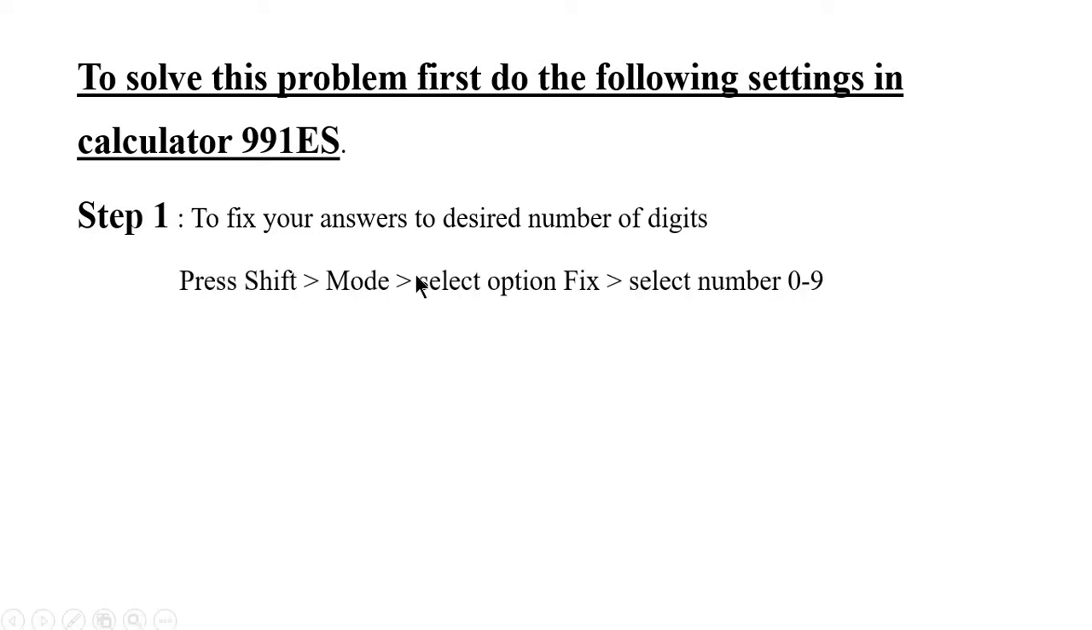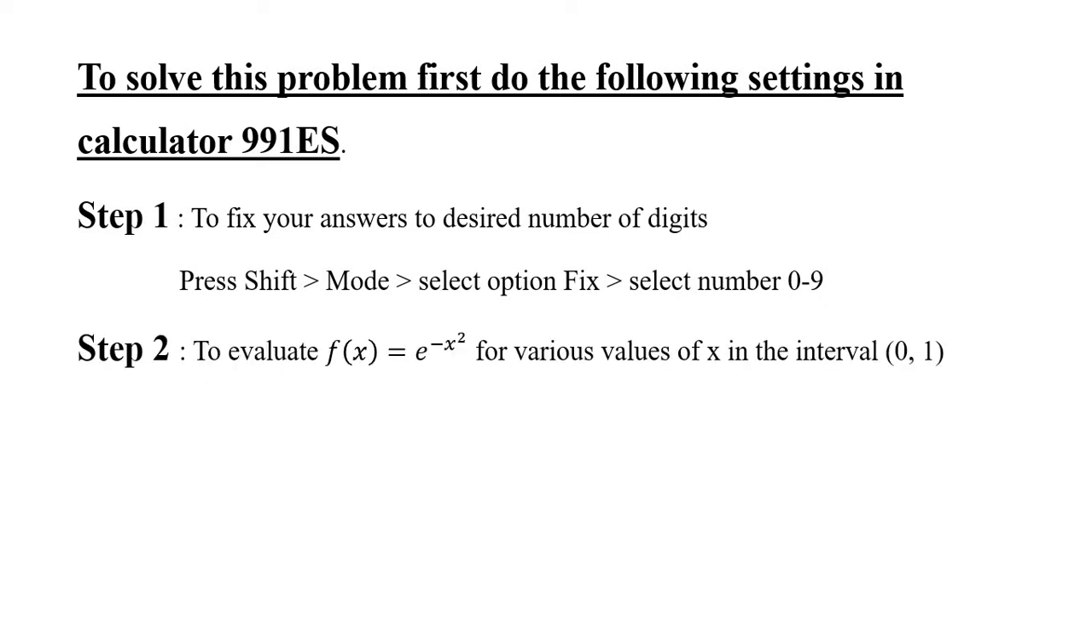Press shift and then press mode. There are many options available. Select the option fix, and then it will ask you what is the desired number of digits between 0 and 9. Here I want to fix up to 6 decimal places, so I will type the number 6.